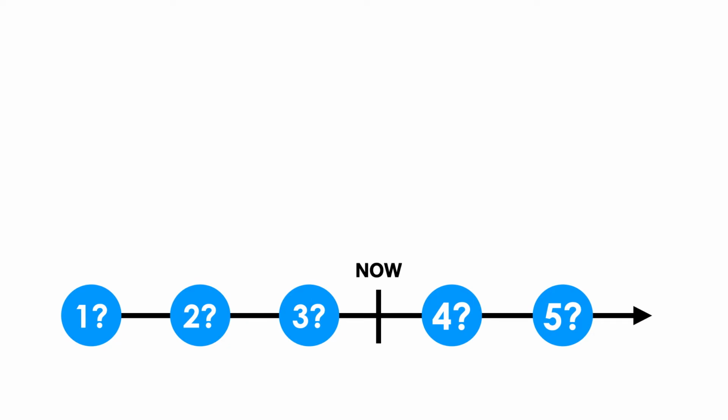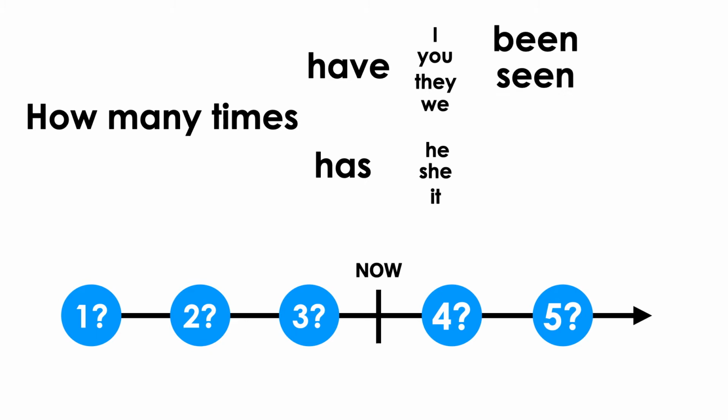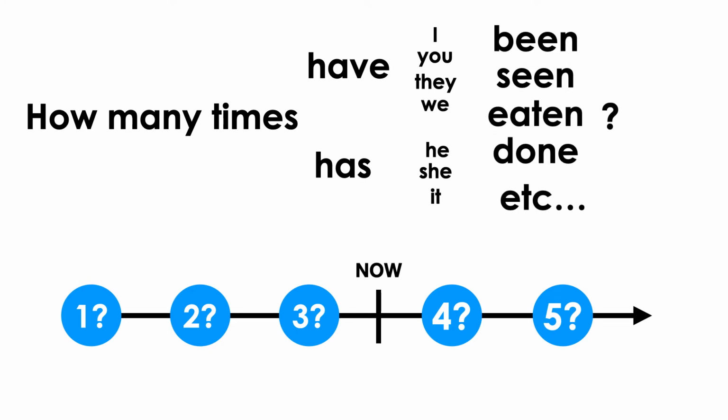We make this question with how many times plus have plus I, you, they, or we, or how many times plus has plus he, she, it, and then the past participle. For example, been, seen, eaten, or done. Let's look at some examples.